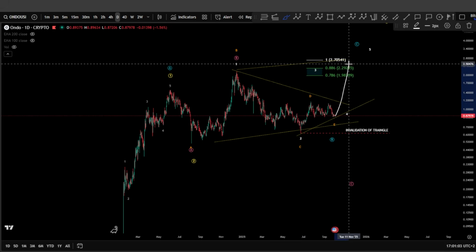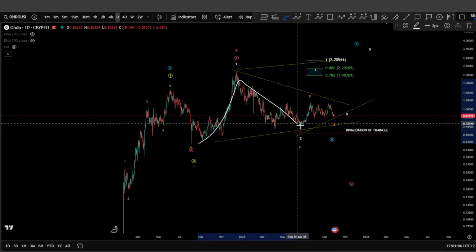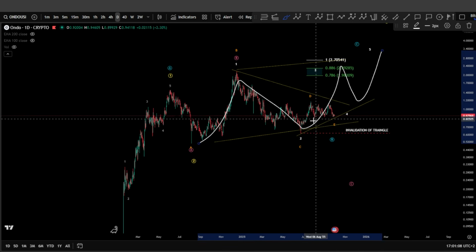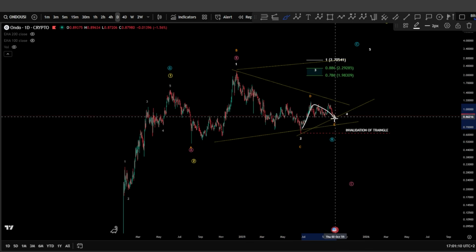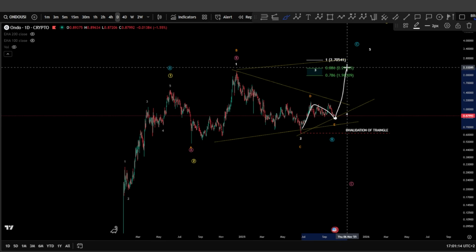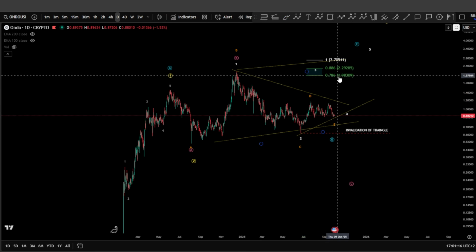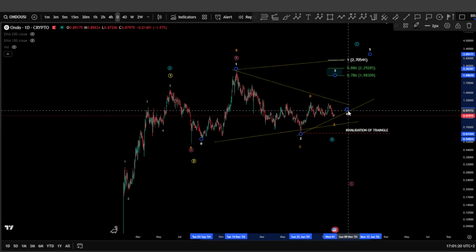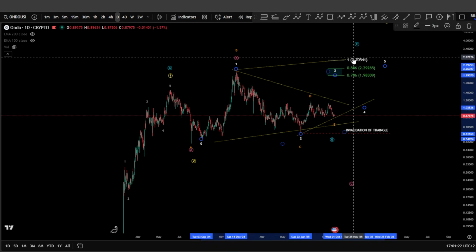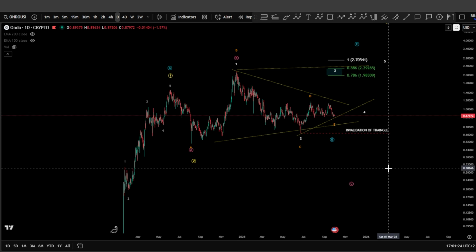If we are moving higher here as a diagonal, 1, 2, wave 3, 4, and a 5, well, it is time. Once this wave B finishes, you would like to see a wave C toward the upside, reaching these targets for this potential ending diagonal wave 3 to unfold for higher for Ondo.